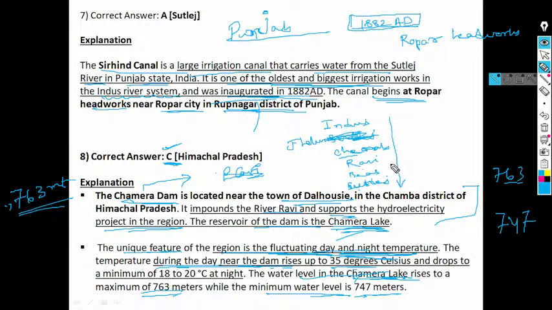They all mix at Mithankot in Pakistan, and they all drain to the Arabian Sea.